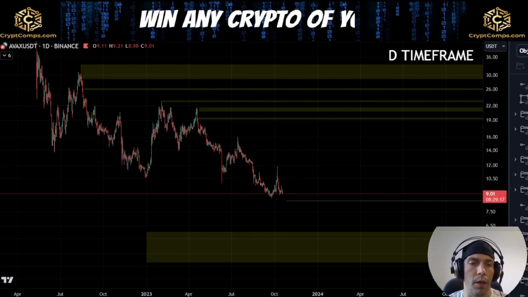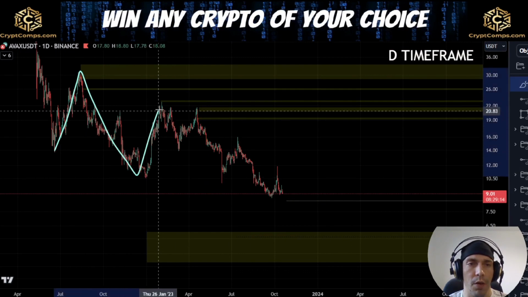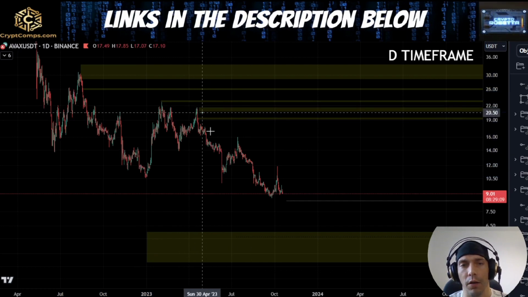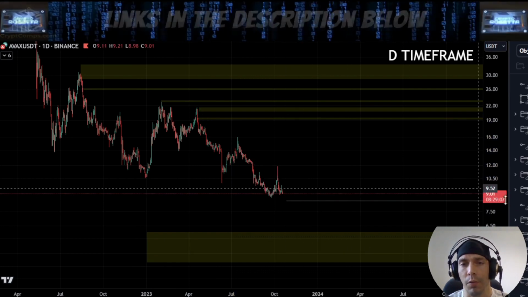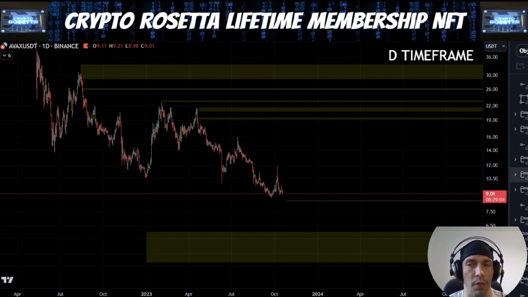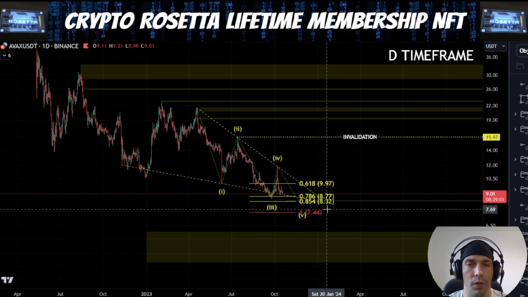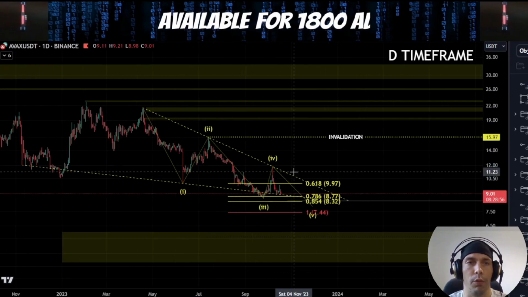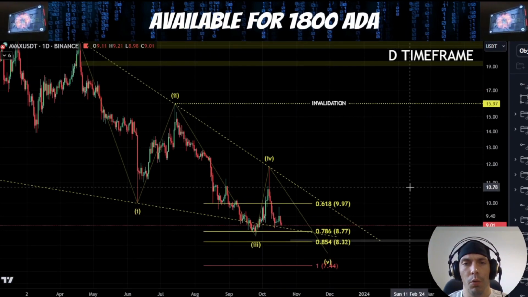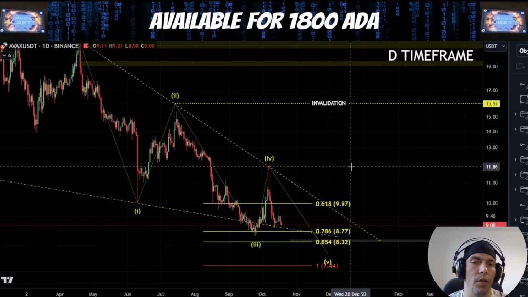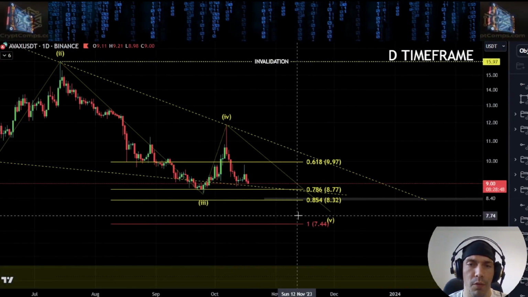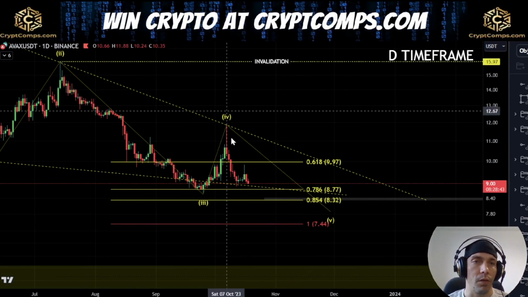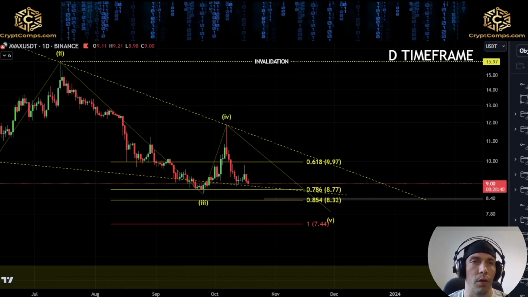Now if we want to argue that instead this is A, B, C, D, and E as a triangle, then potentially we could be looking for this diagonal to start from over here, and this could mean that we still have a leg to the downside to complete the 5th wave. This would change the way we look at this slightly, where this is 1, 2, 3, 4, and we're looking for this 5th wave down. Within this idea, we'd not want to see a price move back above this 1186, and we'd be looking for a 3-wave move to the downside, not crossing this 744 level. So much the same as the other idea, but we'd be looking for a 3-wave move.